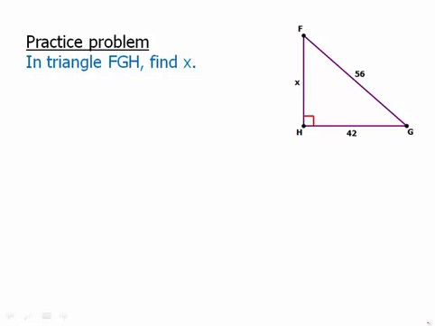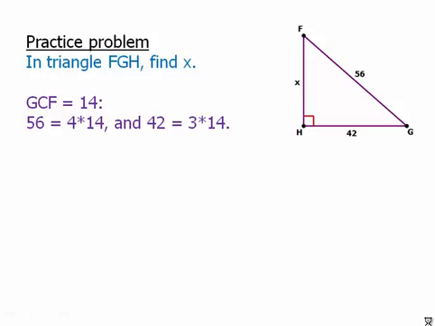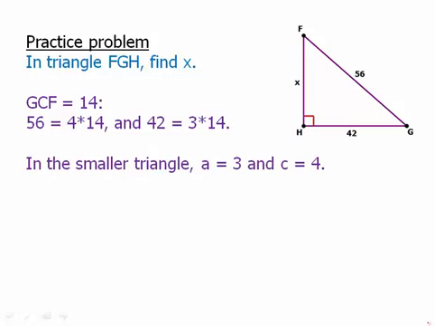Okay, so obviously from what we've been talking about, we do not want to get into squaring 42 and squaring 56 and getting those huge numbers. We don't want to do that. Instead, we find the greatest common factor, which is 14. And 56 is 4 times 14, 42 is 3 times 14, so we'll just scale down to a leg of 3 and a hypotenuse of 4. Notice this is not a 3, 4, 5 triangle because the hypotenuse is 4.